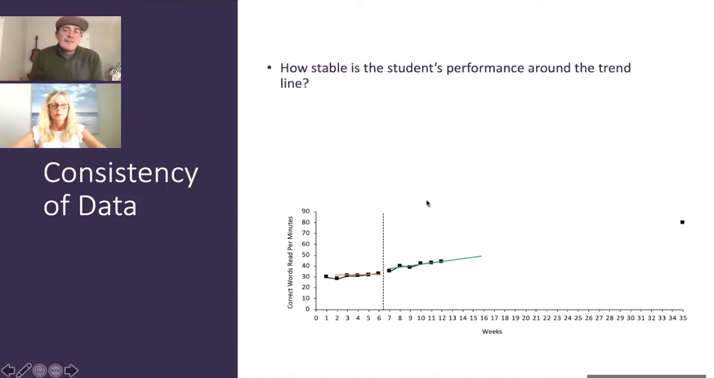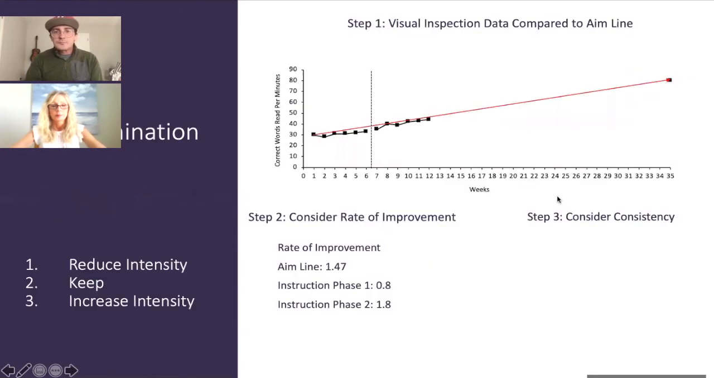Oh, and I should say in this example, we can see the data is very stable. It's all clustered around this trend line. It's pretty clustered around this trend line.